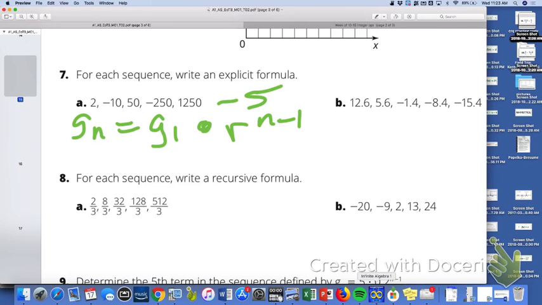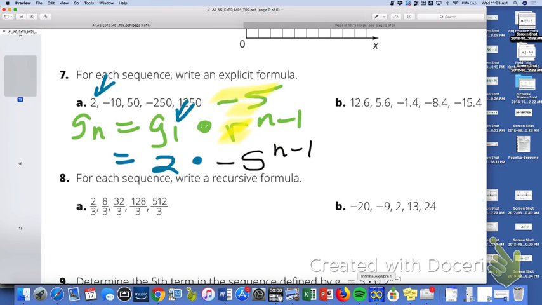Some of you guys, when you were writing your n minus 1 on these formulas, you were writing it kind of big. Make sure you're noting that that's a little exponent. So for writing the explicit formula for this particular one, we're going to take the generic formula and fill in the blanks with the information we've got. Our G sub 1, our first term in the sequence, is a 2. So we're going to multiply that by our common ratio, which in this case is that -5 that we had gotten. And we're raising it to the n minus 1.